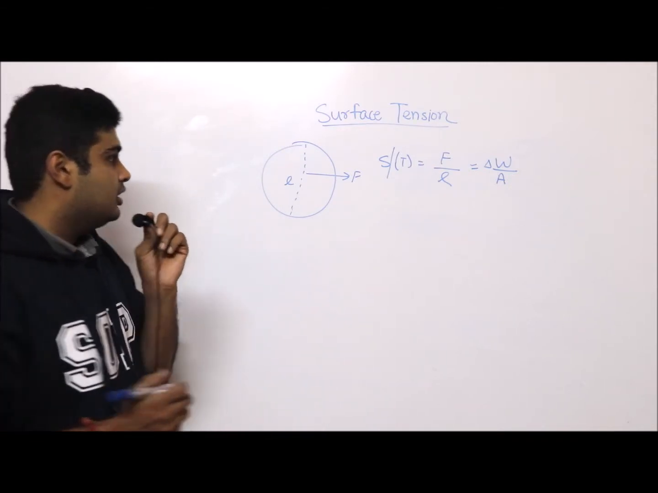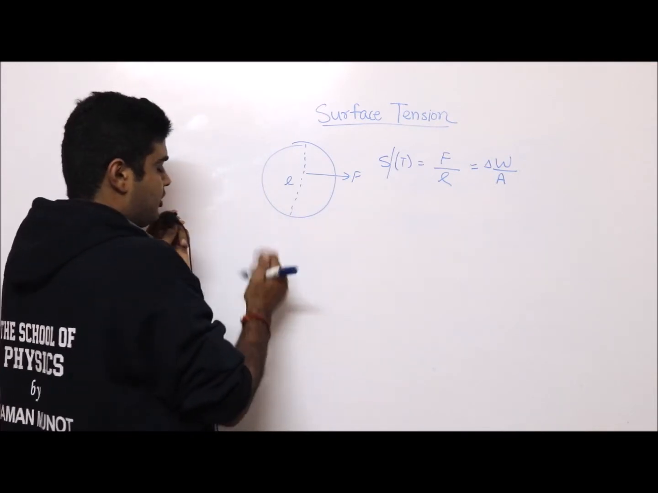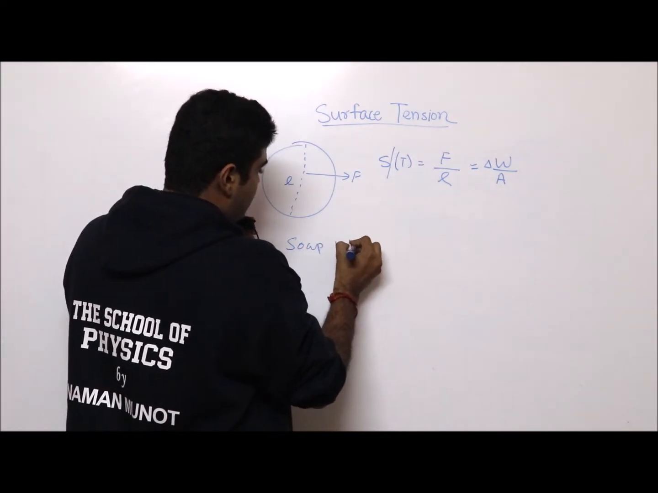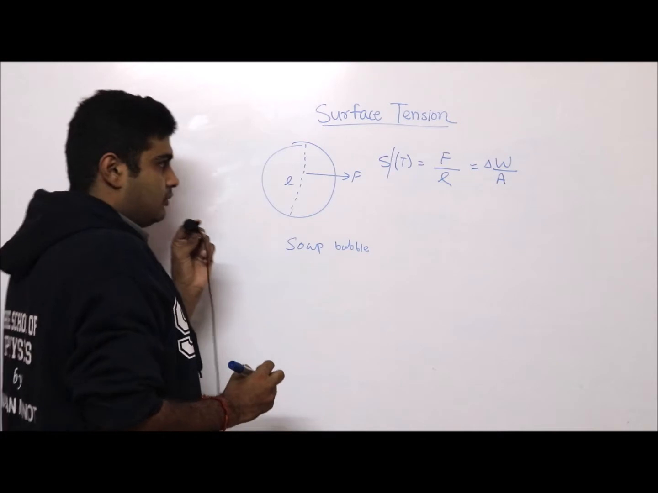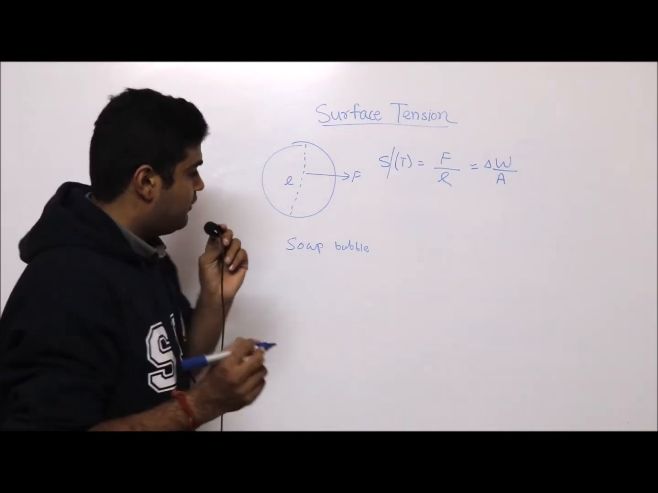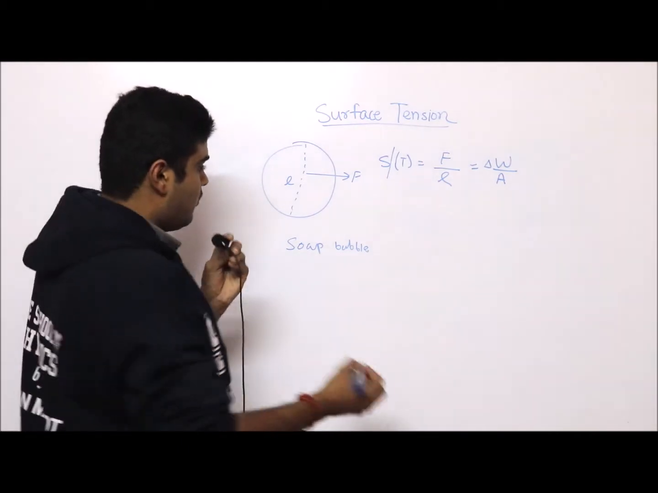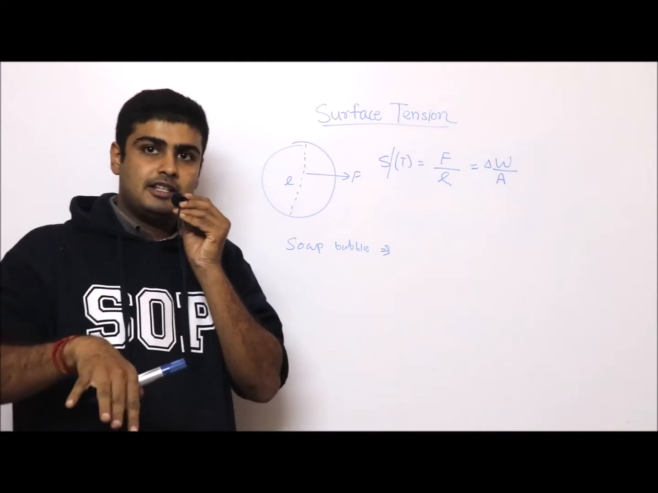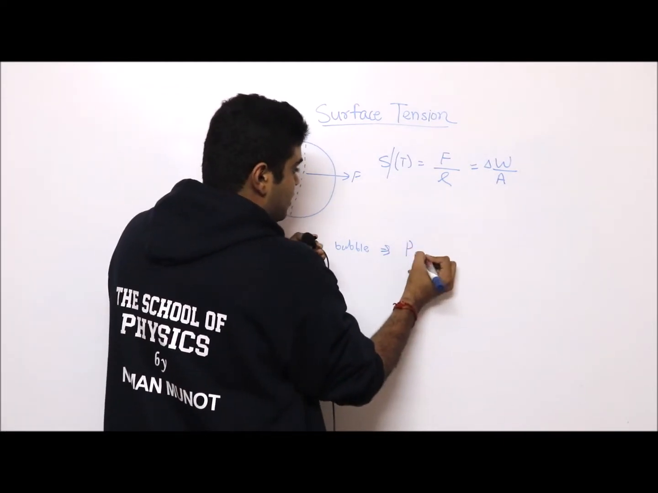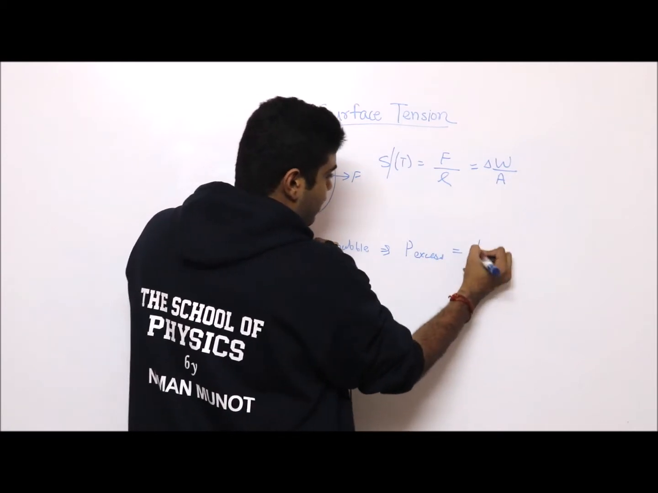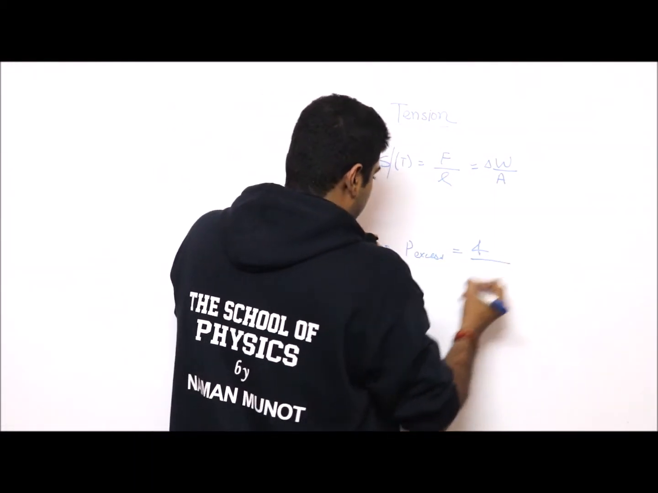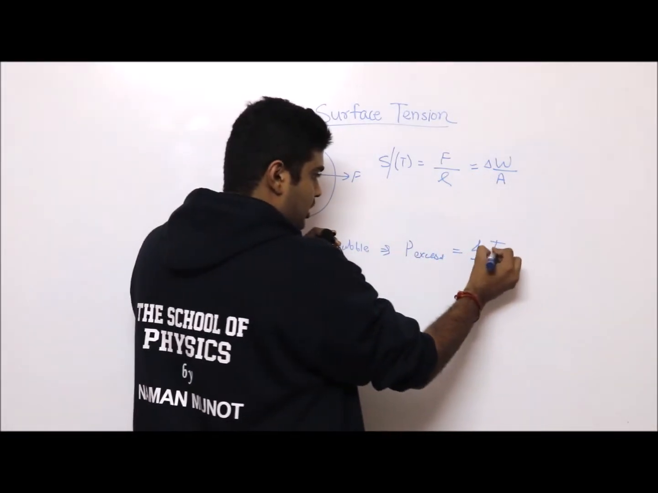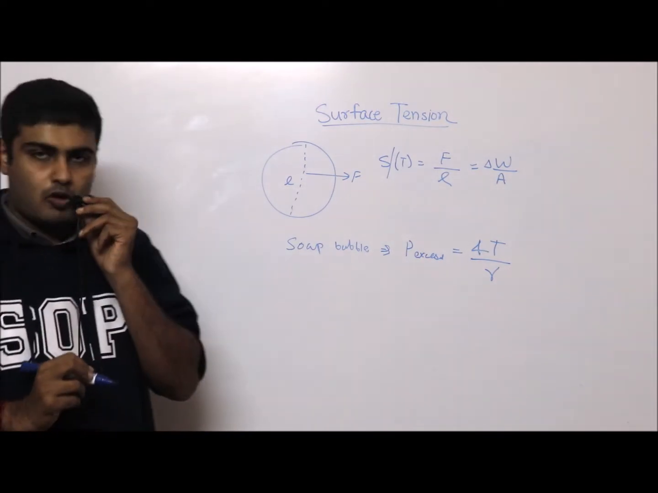I'll discuss 3 things. One is a soap bubble. In case of a soap bubble, whenever there's some surface tension T, it develops some kind of excess pressure inside the soap bubble. So what is that excess pressure? That excess pressure is given by the formula 4 times surface tension upon the radius of this soap bubble.